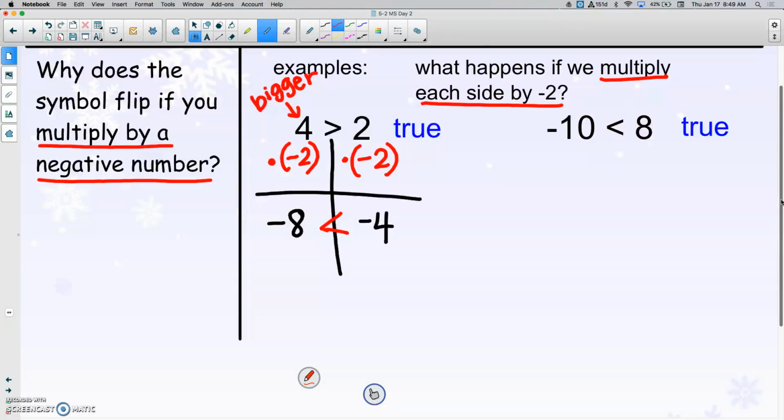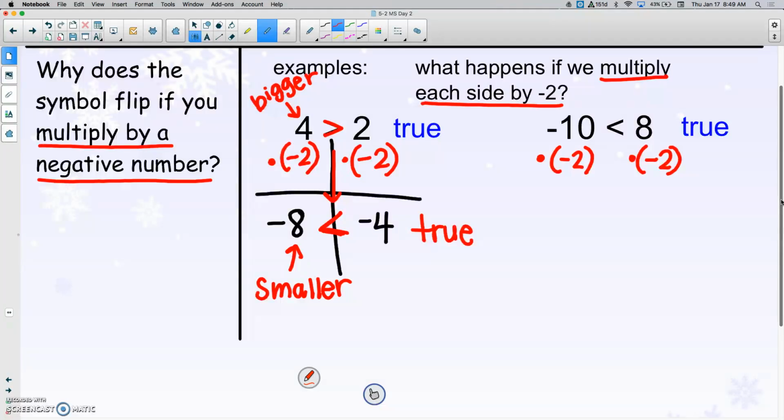So look at what happened with our inequality symbol in order for it to stay true. The inequality symbol had to flip. It had to flip because -8 is smaller than -4. We'll check another example. What happens on this one if we multiply by -2? Just because you might be wondering if it's only true when your numbers are both positive.